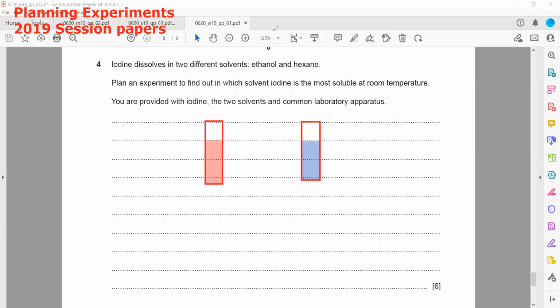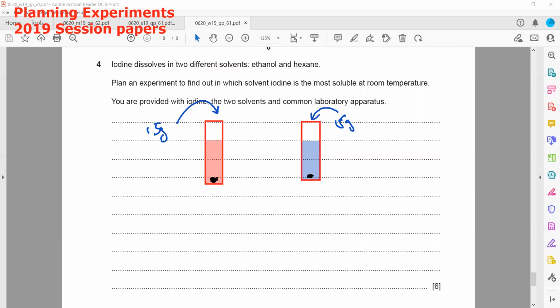Then we'll add a known mass, for example 15 grams of iodine, in both of them: 15 grams of iodine in ethanol and 15 grams of iodine in hexane. Not all will dissolve. Some of the iodine here will be insoluble, and some iodine here also will be insoluble. Then we will filter, dry and compare the weight again. The one having the smallest amount of undissolved iodine means the iodine dissolved most in that solvent.